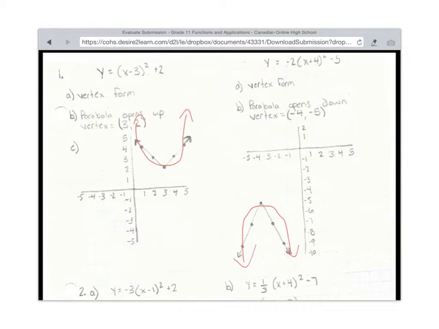And I know those U's can get more skinny and more spread out depending on the a value, but you've got to keep that nice smooth curve and not indicate that there are straight lines. There's never a straight line in a graph for a parabola. So let's just have a look down here.